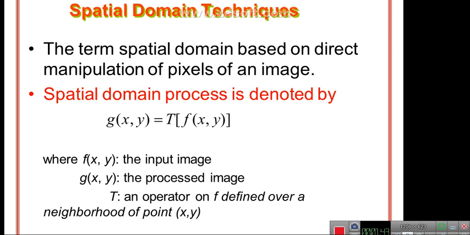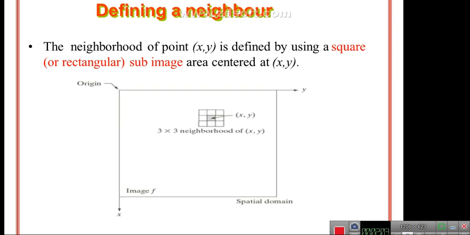Here the spatial domain process is denoted by g(x,y) = T[f(x,y)]. Here f(x,y) is the input image, g(x,y) is the processed image. Here T is an operator on f defined over a neighborhood of point (x,y). Then how to define the neighborhood? The neighborhood of point (x,y) is defined by using a square or rectangular subimage area centered at (x,y). This picture shows the 3 cross 3 neighborhood of (x,y).